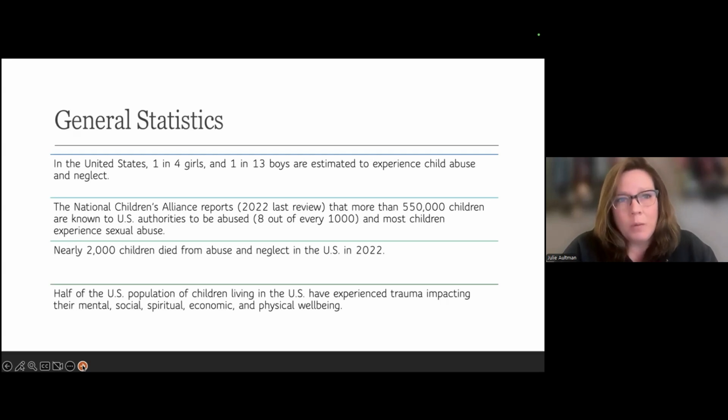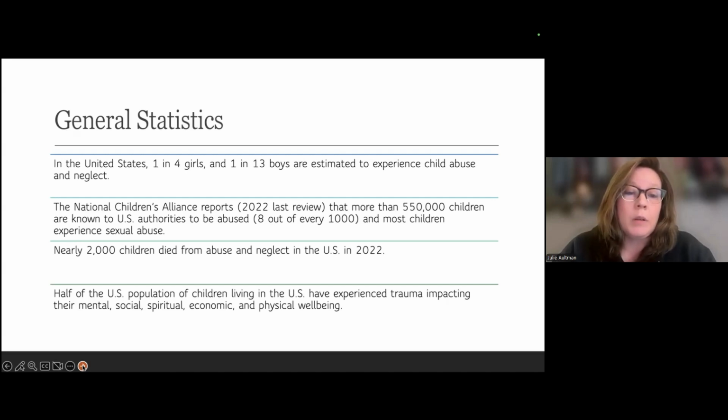But like we said, this is just an estimate of reported cases, and many cases do go unreported. And most of these children do experience some type of sexual abuse, and usually that sexual abuse is experienced within the first year of life. Nearly 2,000 children have died from abuse and neglect in the US alone in 2022. And again, that's the latest statistics that we do have.